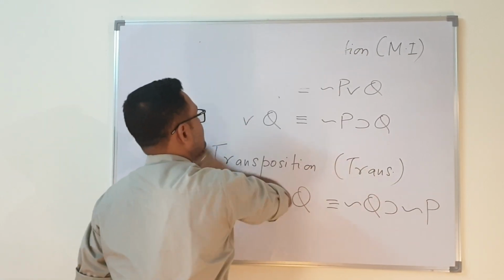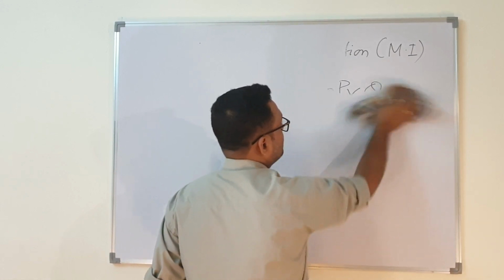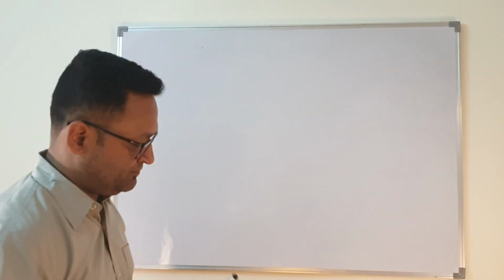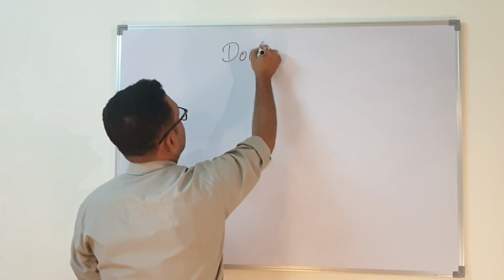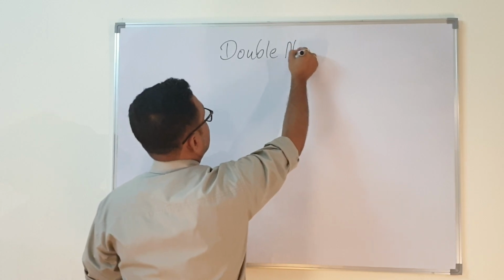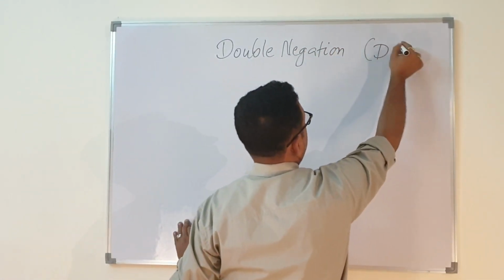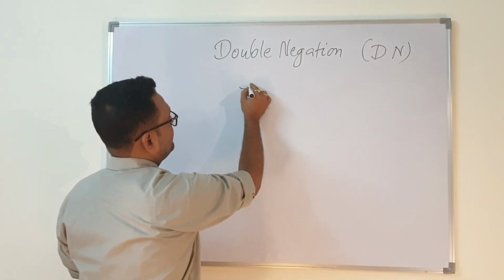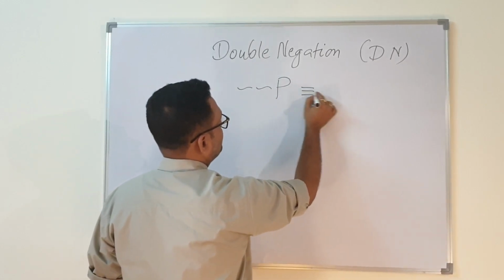Let us start with another simple one. A simple rule is that of double negation. Double negation, this is also very easy for us to understand. The short form is DN. Double negation says that if we have negation of negation of P, it is equivalent to P.